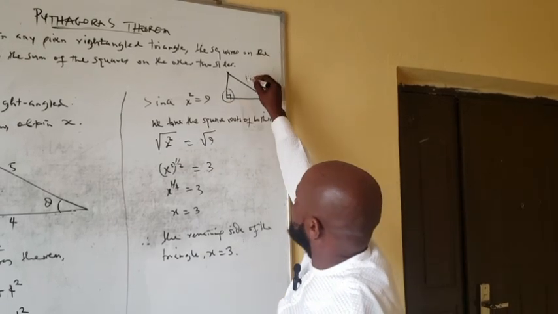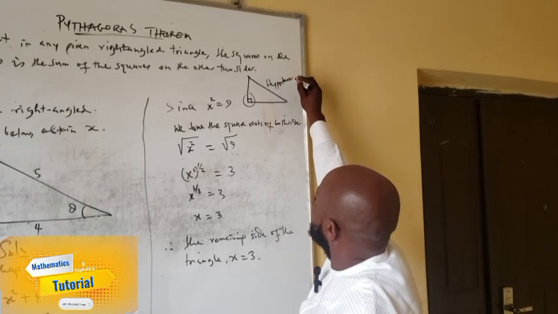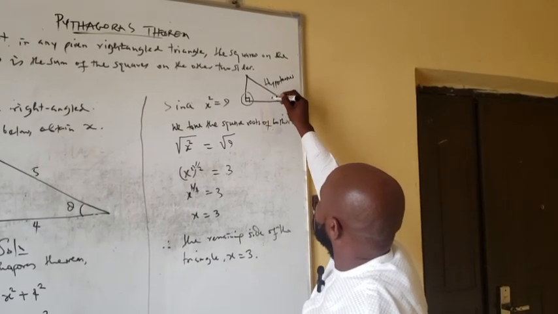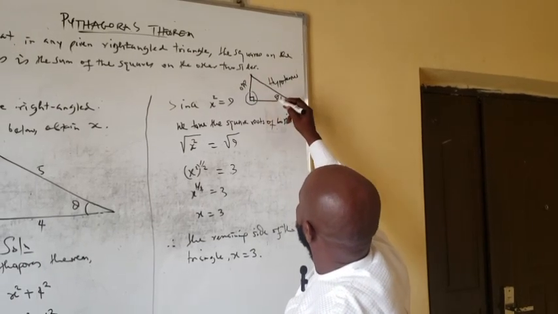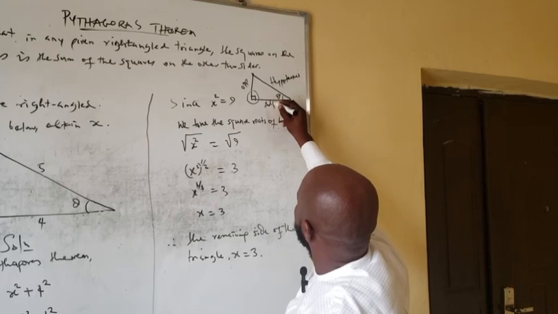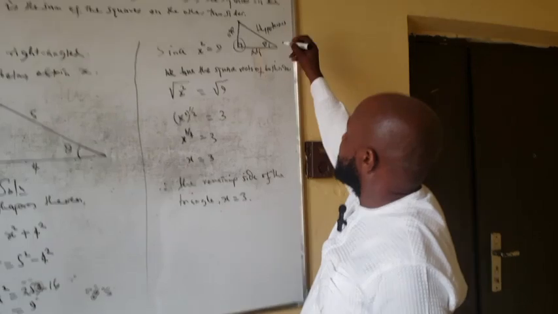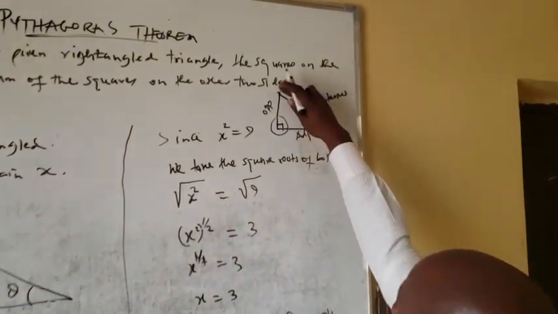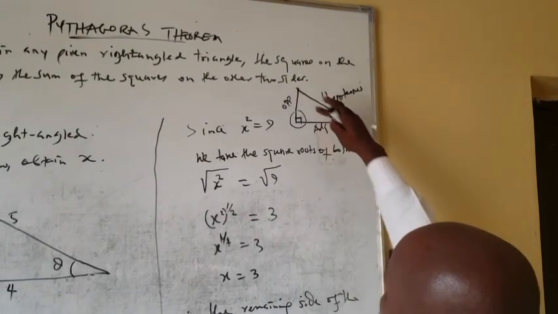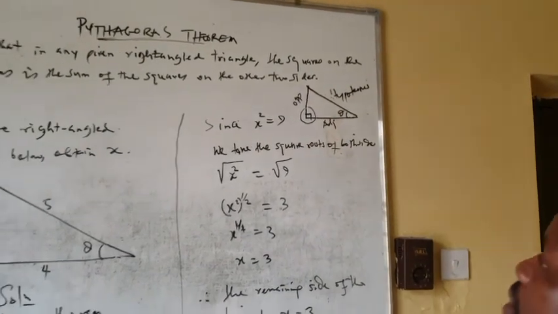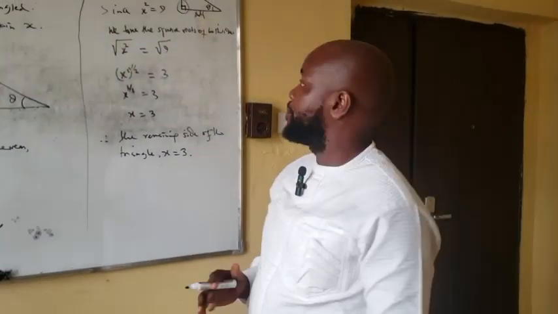The longest side is the side we call the hypotenuse. Hypotenuse. If we have an angle here, the side facing this angle is called the opposite, and this side is called the adjacent to the angle. So Pythagoras theorem says that if you square this particular line, the square on this line will be equal to the sum of the squares on these other two sides. It only works for a right-angled triangle.